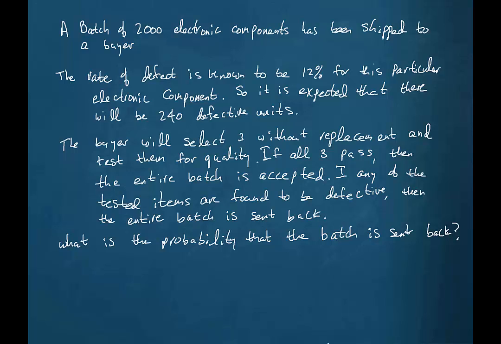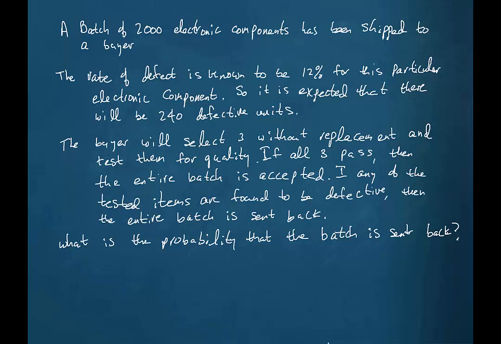A batch of 2,000 electronic components has been shipped to a buyer. The rate of defect is known to be 12% for this particular electronic component, so it is expected that there will be 240 defective units. The buyer will select 3 without replacement and test them for quality.